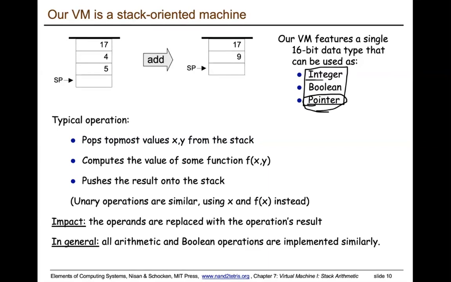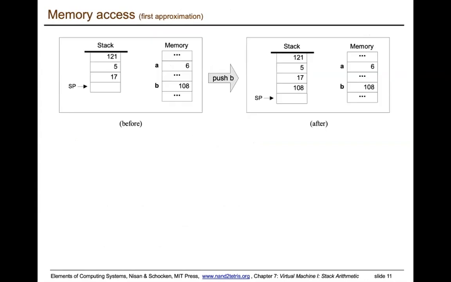Today we will do two things. One is the integer, one is the Boolean values. Okay, now we can also use push and pop to access the memory. For example, before, my program stack has these 3 values and the stack is here, and we have the memory addresses, one is A, one is B. So I want to push B.